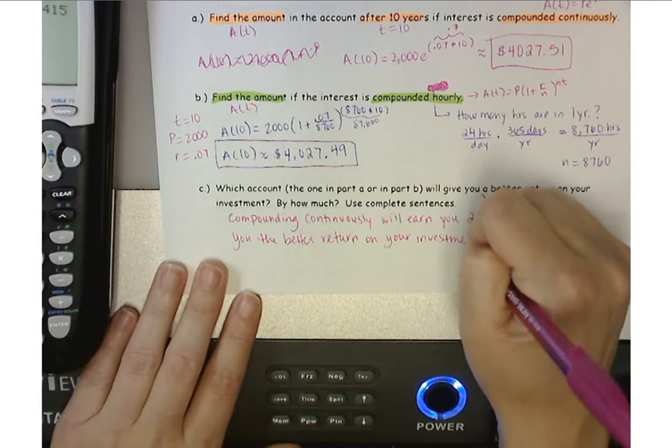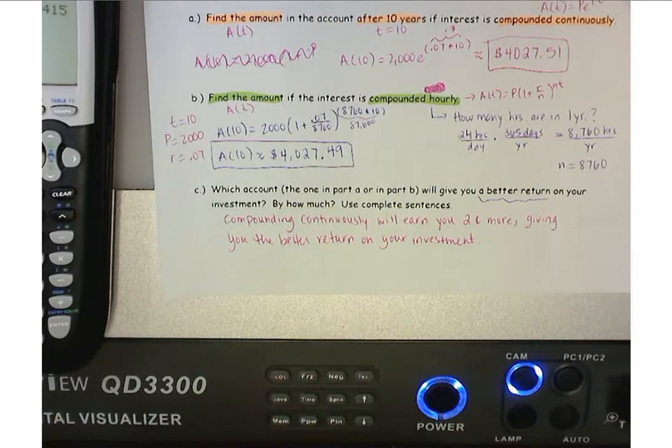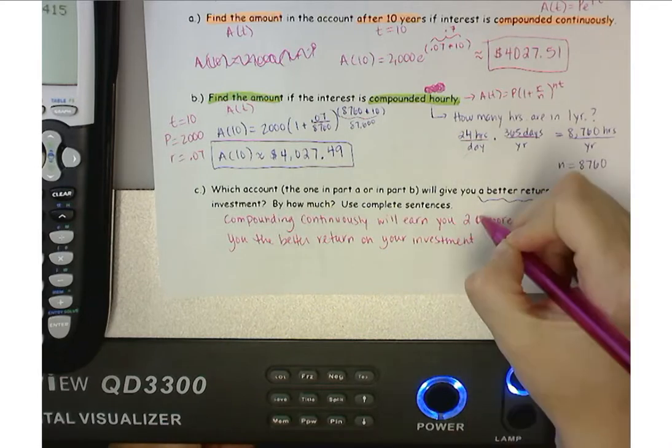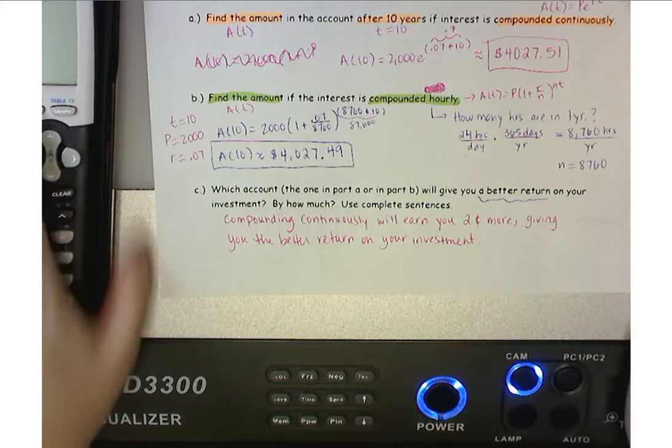Okay, so this is nice. I can tell just by reading the sentence the question that you answered and why it's better. Okay, so compounding continuously, that's what you want to use. It'll earn you 2 cents more. That gives you the better return on your investment.